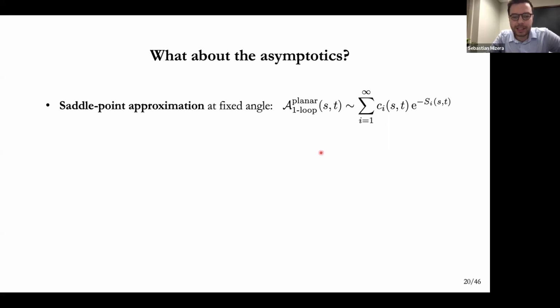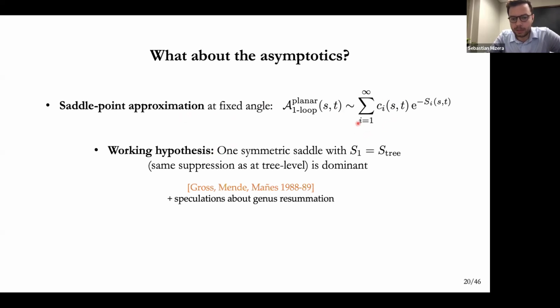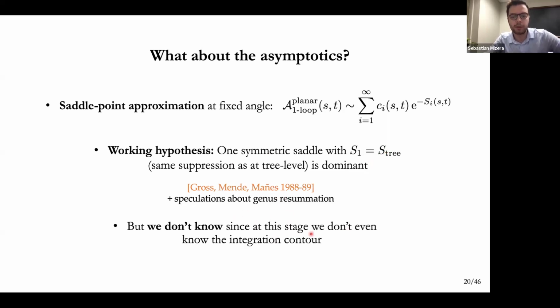Okay. So in principle, we could study asymptotics at fixed angle, which from the worldsheet perspective is dominated by saddle points. Actually, if you do this analysis carefully, then you would discover that there's an infinite number of saddle points. Each of them would contribute some e to the minus s, where s is the real part of the action. But in principle, it can come with some coefficients. Okay, so actually the working hypothesis in this business, which is due to Gross, Mende, and Manes, is that there's one symmetric saddle that is dominant. Moreover, they worked out, or they predicted, that the real part of the action at the saddle is the same as at tree level. So the prediction would be that the amplitude is exponentially suppressed in the same way as at tree level for open strings. Actually, there are some speculations on how this resums at all genus, but I will not mention this.